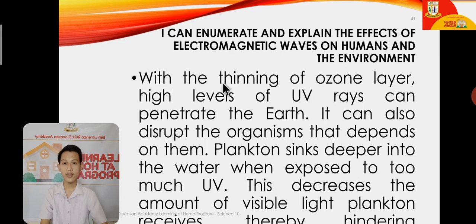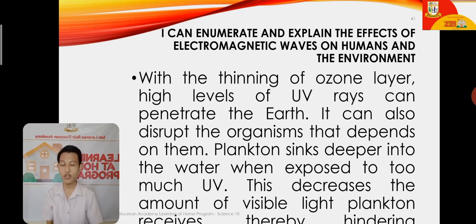Okay? With the thinning of the ozone layer, high levels of UV rays or ultraviolet rays can penetrate the Earth. Alam naman natin na yung ozone layer siya ang nagpoprotekta sa atin laban sa mapanira at mapahamak na UV rays na galing sa ating araw. But because of the thinning of the ozone layer, it can disrupt the organisms that depend on them. Plankton sinks deeper into the water when exposed to too much UV. This decreases the amount of visible light plankton receives, thereby hindering the processes of the ecosystem found in the water.